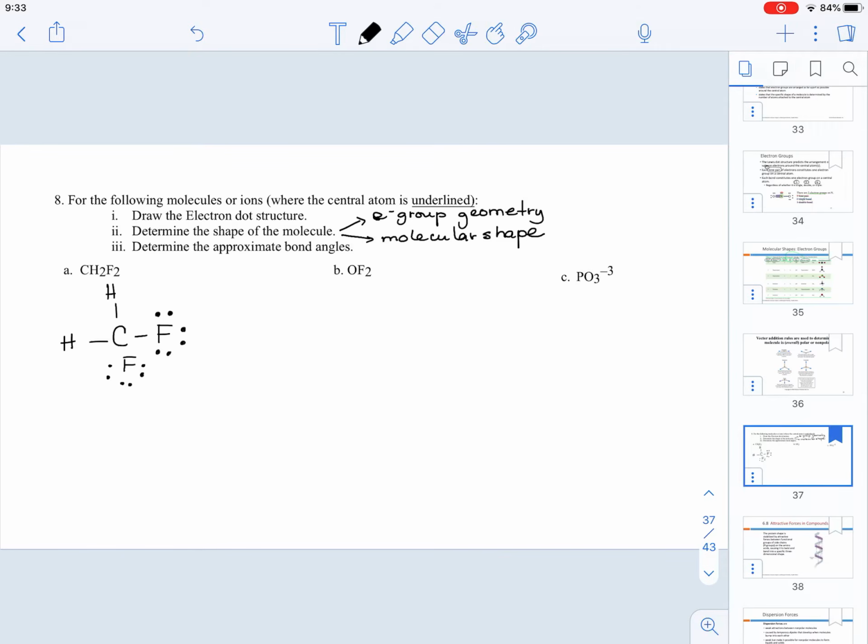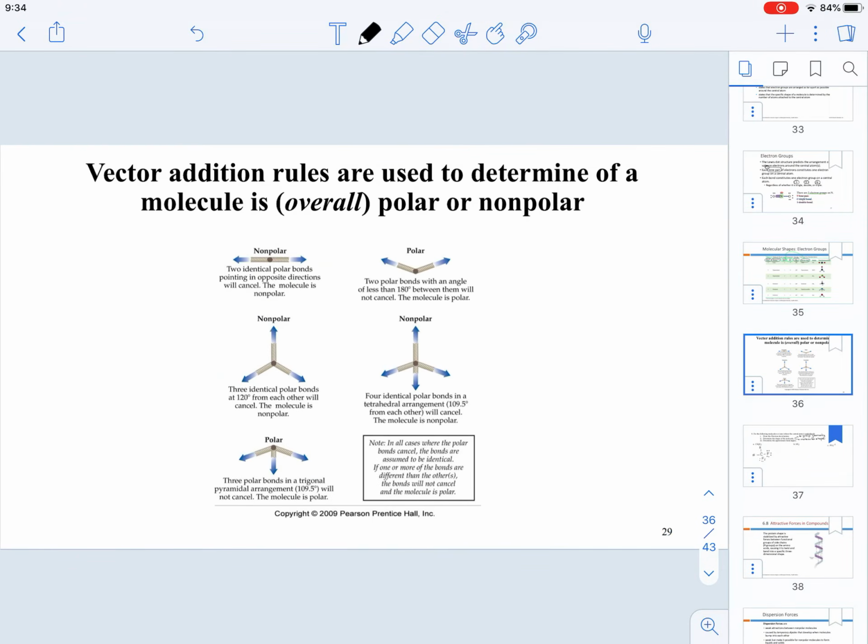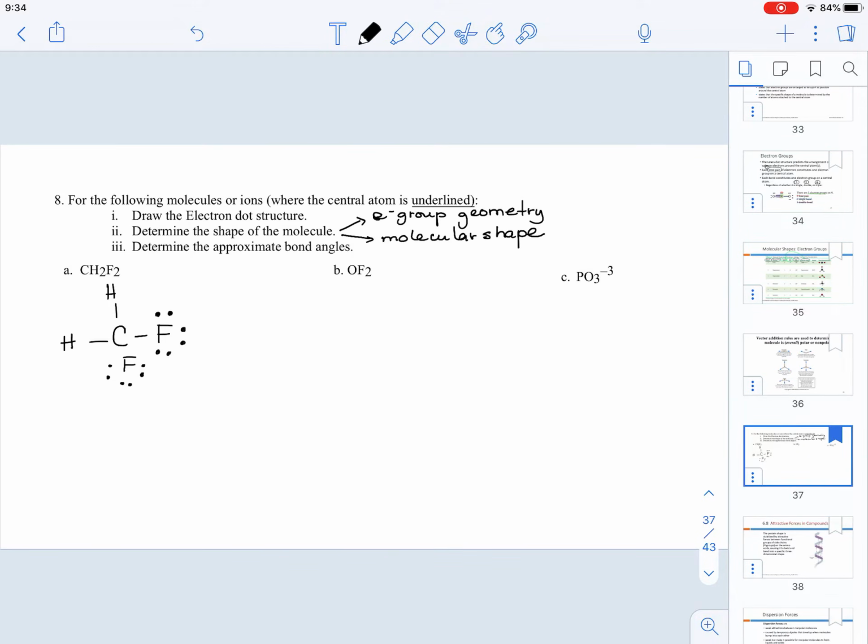When it comes to questions in the exam, remember that I will explicitly ask you which one is the group geometry or the electron group geometry and what is the molecular shape. So make sure that you read the question carefully. And then we're going to determine the appropriate bond angles for that particular molecule.